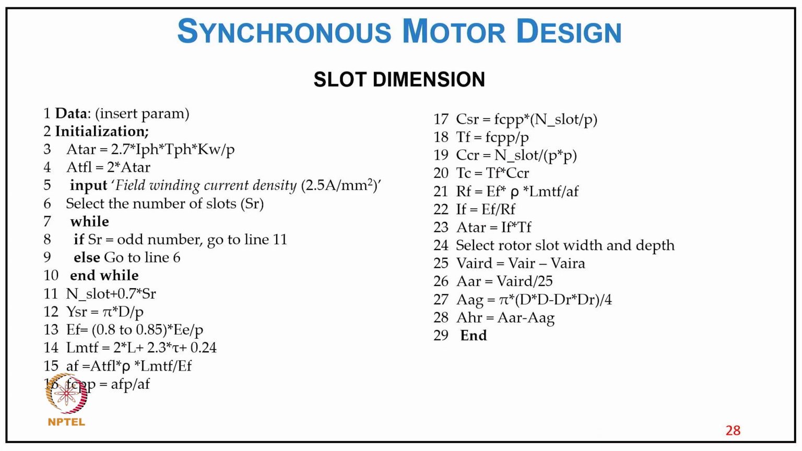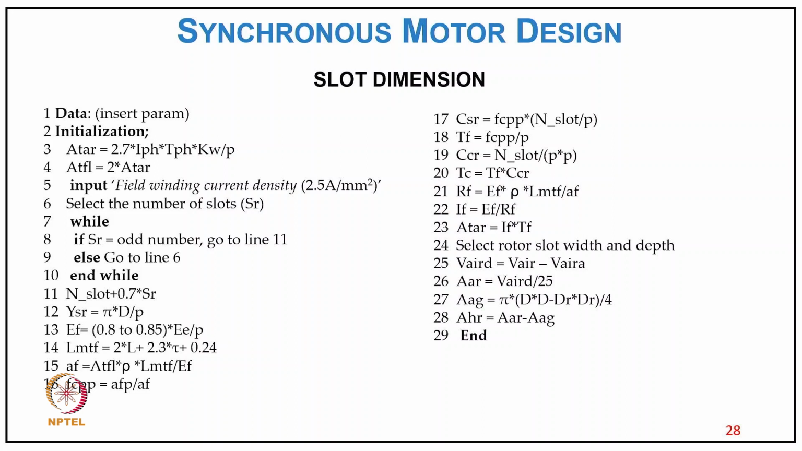Now coming to slot dimensions calculation, data is inserted with the initialized ATR equal to 0.7 IPS TPS KW upon P, ATFL equal to 2 into ATR, input is field winding current. Select the number of slots SR. While SR equals an odd number, go to line 11, else go to line 6, and N slot equal to 0.7 SR, YSR equal to pi D upon P.